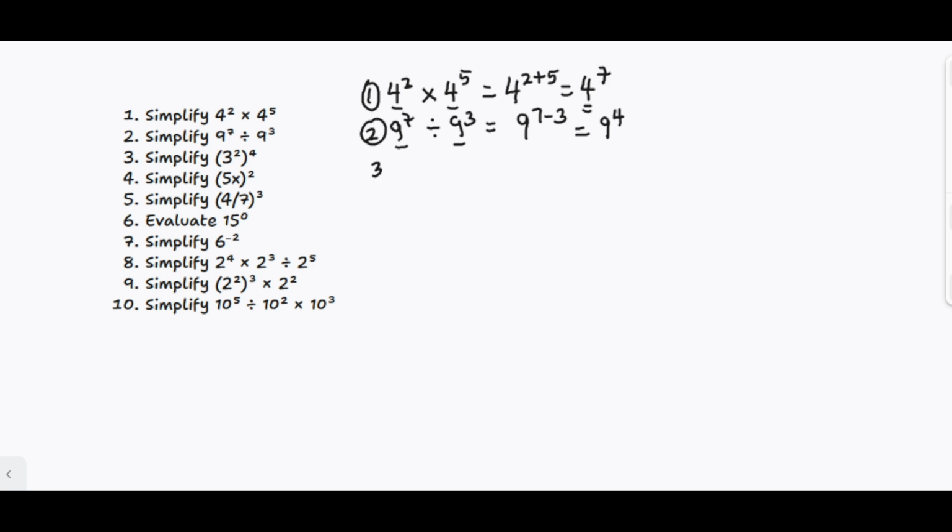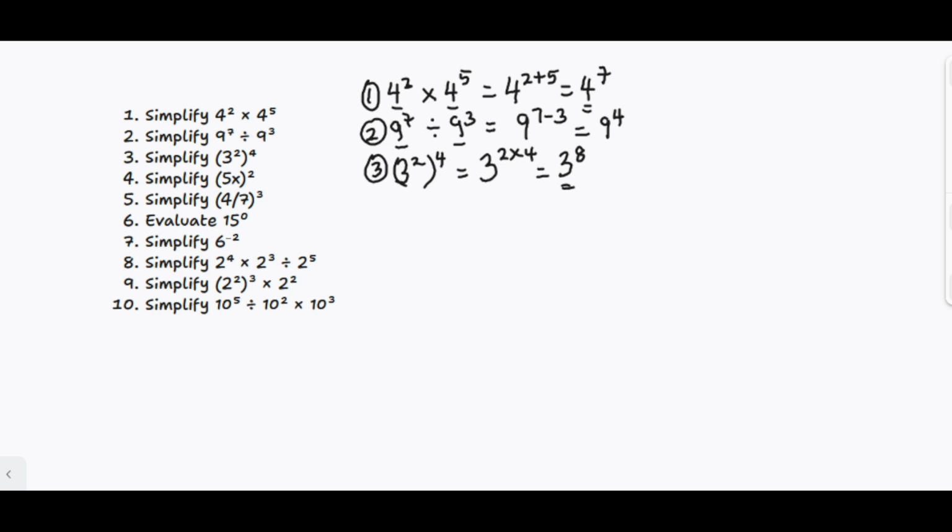Then number 3, we are asked to simplify 3 raised to the power 2, which is raised to the power 4. So we will use the power of a power rule. Here we have 3 raised to the power 2 in brackets raised to the power 4. What do we do? We simply write the base, which is 3. Then we multiply our indices. So that is 2 times 4. Our answer will be 3 raised to the power what? 8. That's our answer.